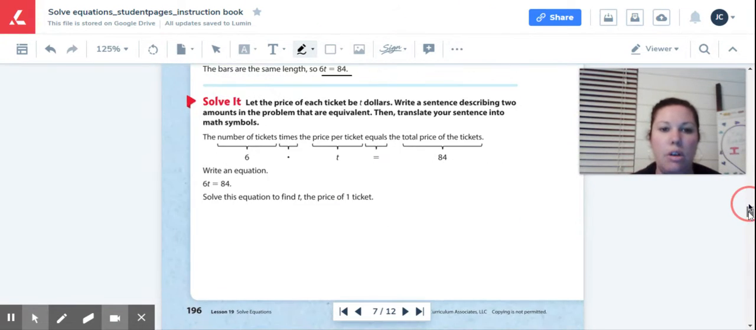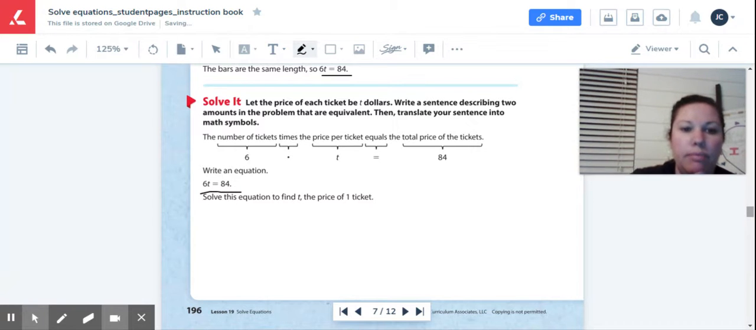We're going to continue on. It says, let the price of each ticket be T dollars. That makes sense. So that means that one ticket would equal T, and we would times that by 6 to equal 84, because the total price for 6 tickets is $84. So right now they've written the equation as 6t equals 84, which is represented right here.